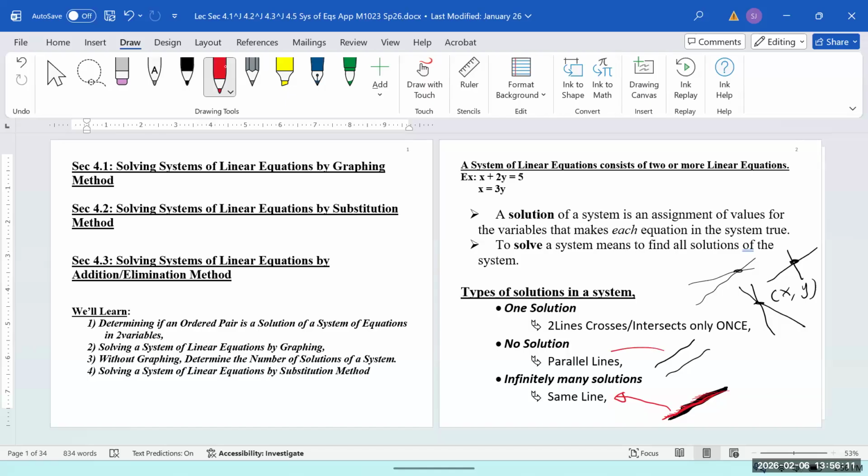When you have 2 parallel lines, we have no solution. And besides these 2 weird scenarios, every other time they will intersect at least once. And that one intersection is the solution of our system of equations.